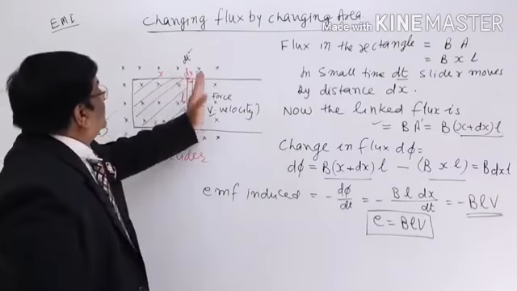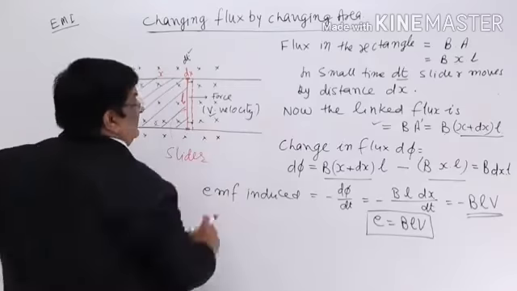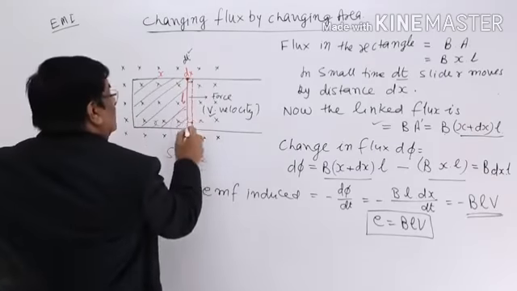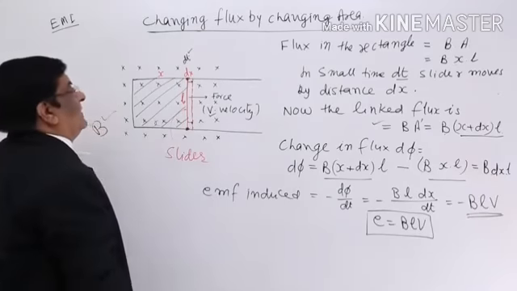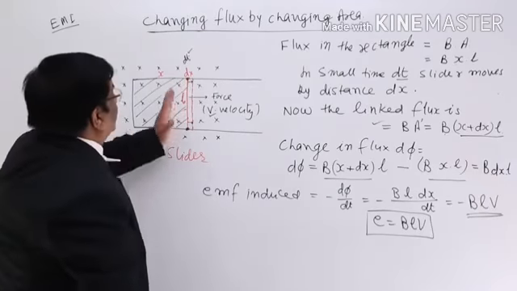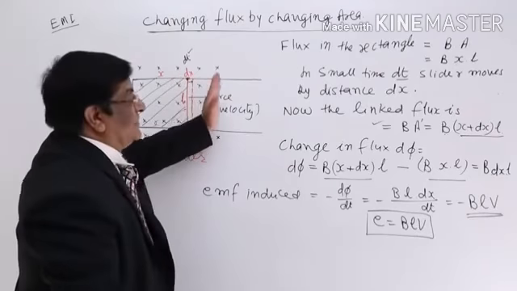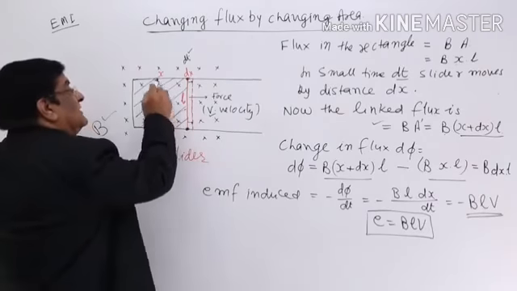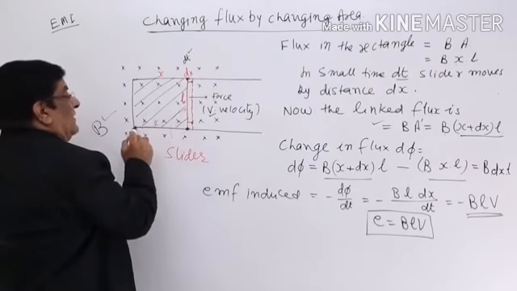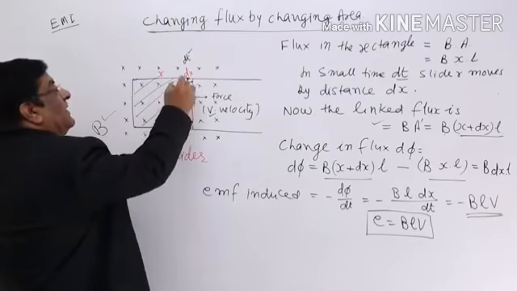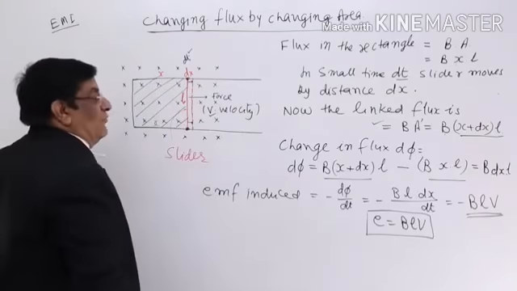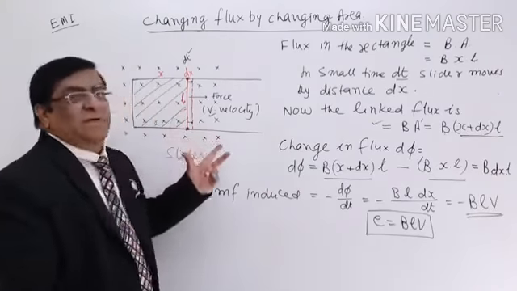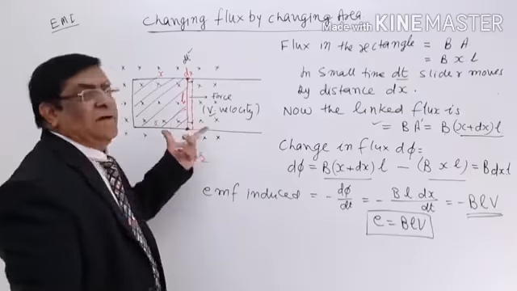When this goes there, the area goes on changing. Now, if I want to know the EMF between these two points, this is the formula, BLv. What is L? Length. This is responsible for changing the area. So, the one arm which is moving, these are not moving, so I have not taken this length or this length. I have taken this length which is moving. So, the formula is E equal to BLv.